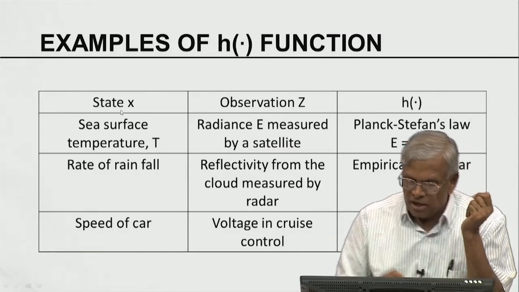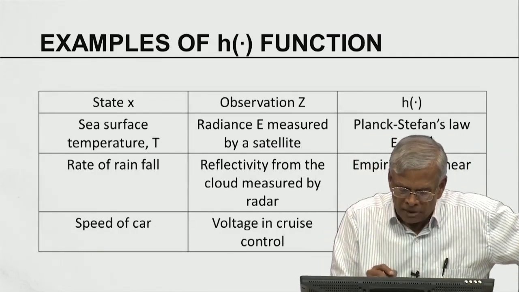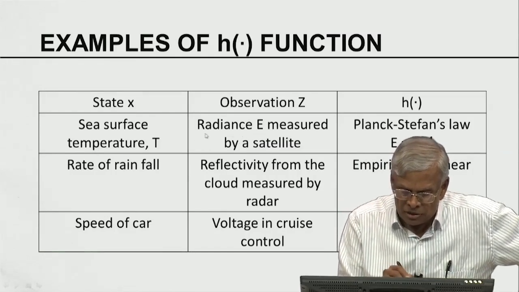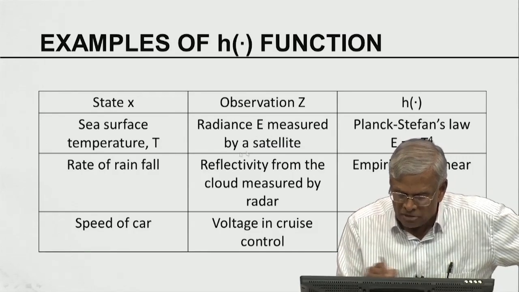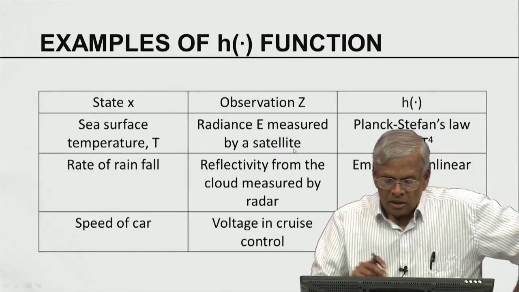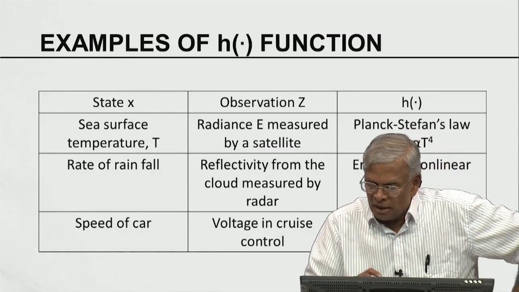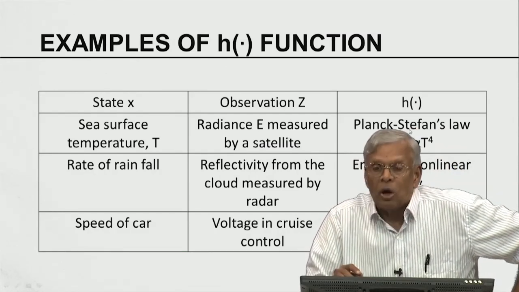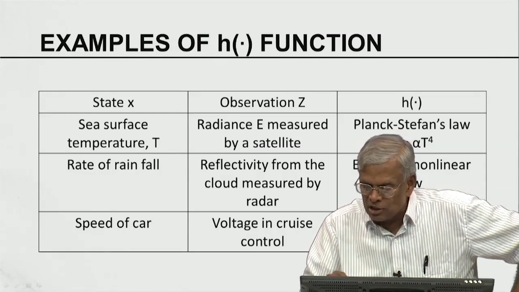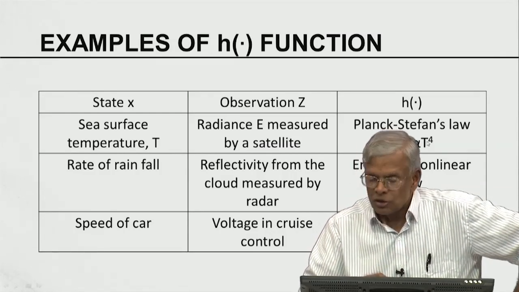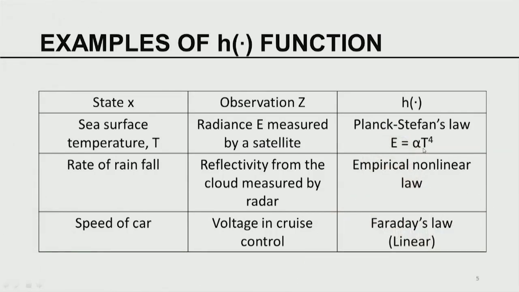So temperature T is a state variable, and the observation z is the energy E measured by the satellite. The observation z and the state are related by the equation called Stefan-Boltzmann law, which is given by E is equal to alpha times T to the power of 4. So the state x is T, the observation z is E, and the function h, the forward operator h, takes the form E is equal to alpha times T to the power of 4.